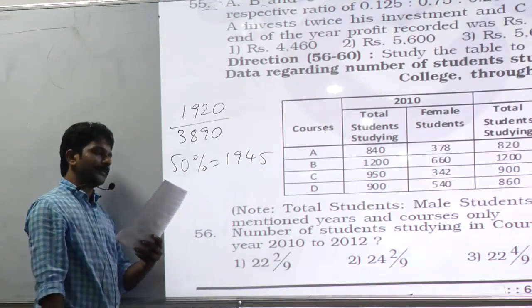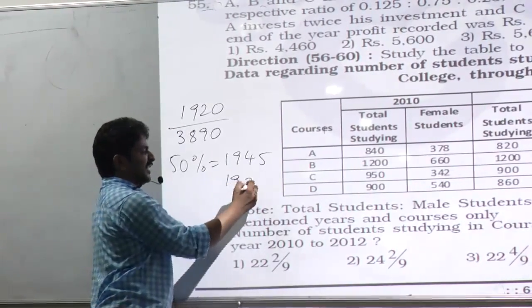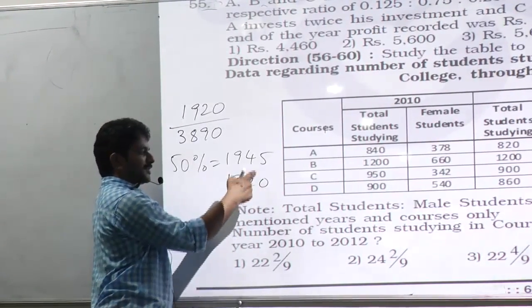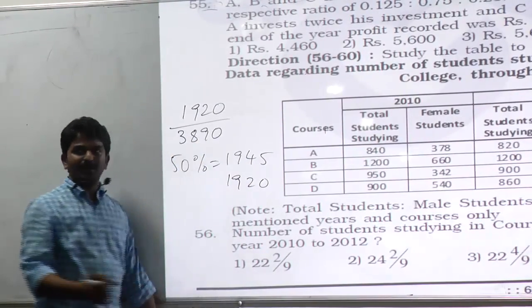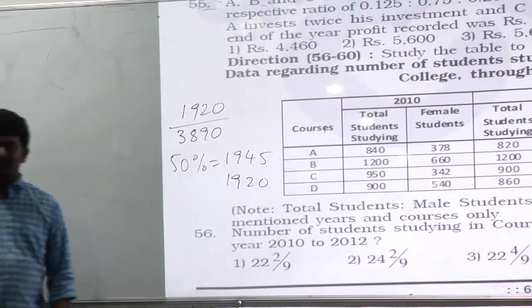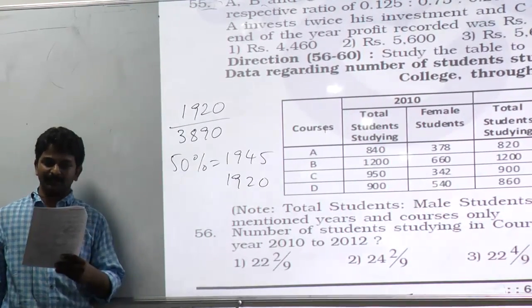How many are there? Very close to each other, right? 1920 is very close to 45. The approximate difference is 25. What about 1% of this? 38.9. So you need not even subtract 1%. The answer should be 49 or 50. 49%, first option.